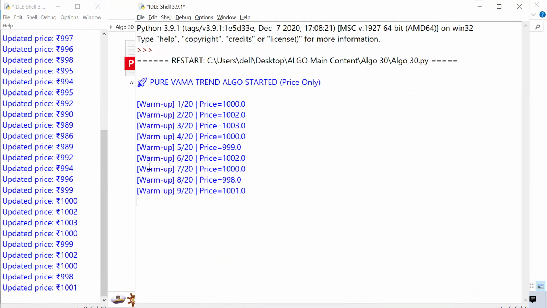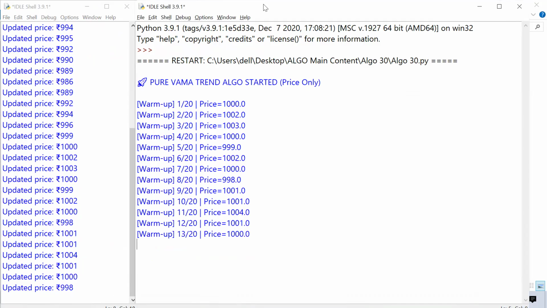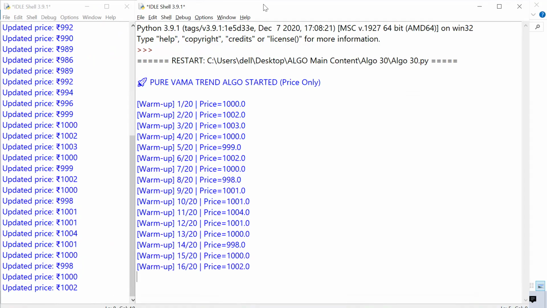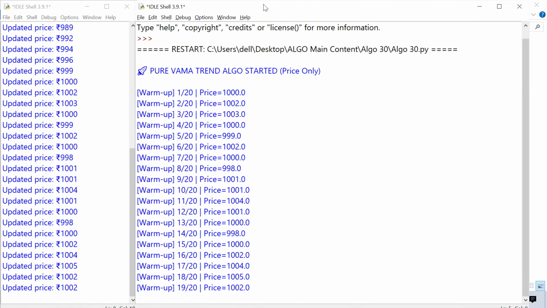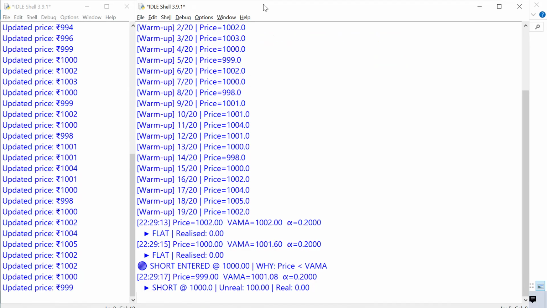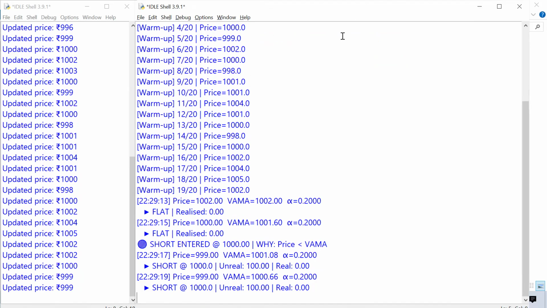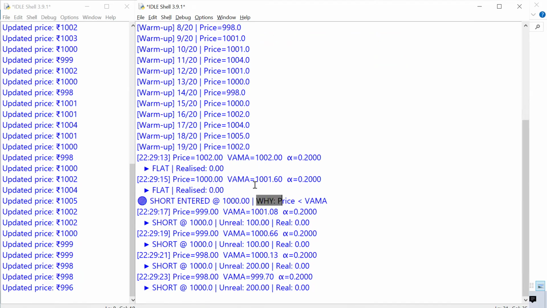Let me expand this window. This window also I can expand. I have a lot of space. Okay, so the price keeps on changing. And currently we are in a warm up cycle of 20 readings collection, so we can calculate the VAMA from it. The process of VAMA calculation I already showed you. Okay, the VAMA has been calculated. The alpha is 0.20. It has chosen the alpha 0.20.